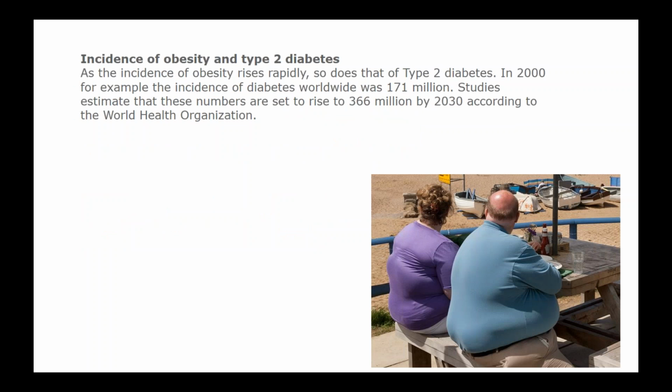Now here's just a little bit of numbers I wanted to post in here. Basically in 2000, the incidence of diabetes worldwide was 171 million. Now studies are projecting by 2030, another 14 years from now, which isn't far, time goes by quick, especially when you get my age, it's 366 million. I mean, we're cranking this up. That's by the WHO. So yeah, we have an epidemic on our hands.